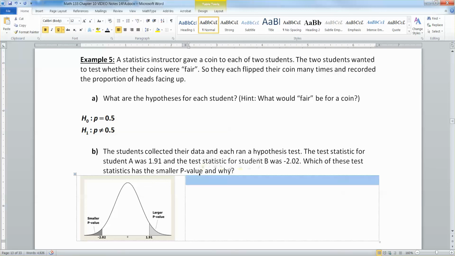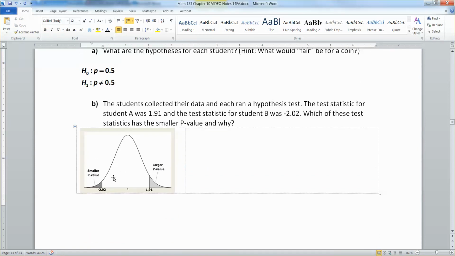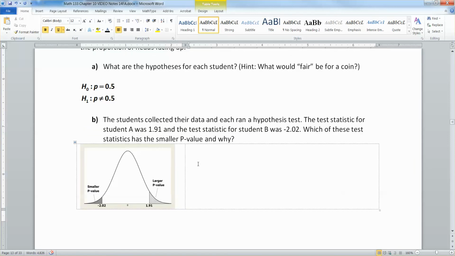Okay, well, the p-value is the area in that extreme, right, in that tail. And I've drawn these, I've exaggerated just a little bit, but you can see what's happening here. The negative 2.02 is farther from the center at 0. Since it's farther from the center, it's going to have a smaller tail, and that tail is what your p-value is. So the one that's going to have the smaller p-value is student B. Student B will have the smaller p-value.